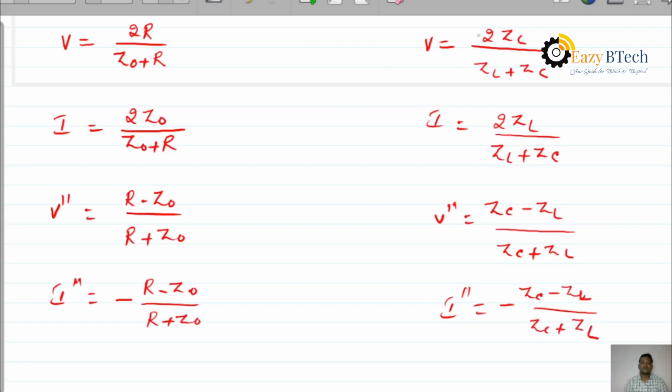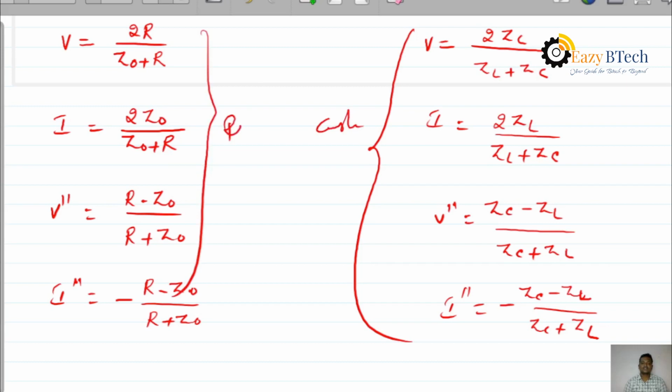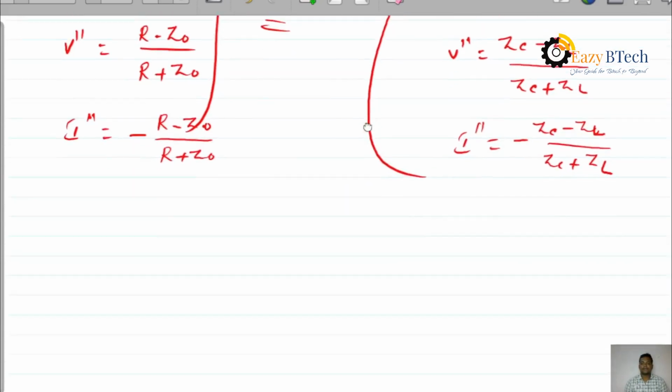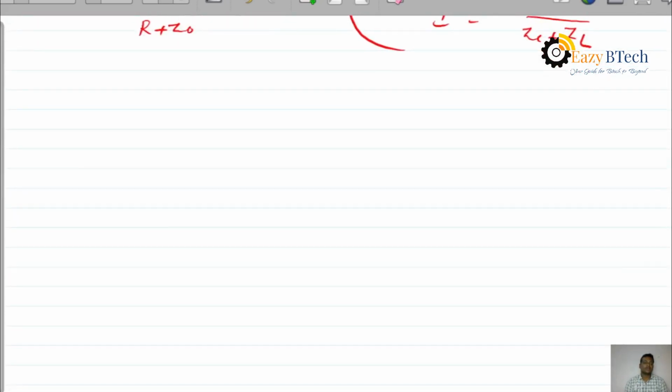Those are the reflected and transmitted coefficients under a cable, and the earlier ones are under a resistor. That's the difference; the formulas are the same for both cases. Those are the reflected and refracted coefficients of a transmission line terminated through a cable. Now we will see a problem on this case.